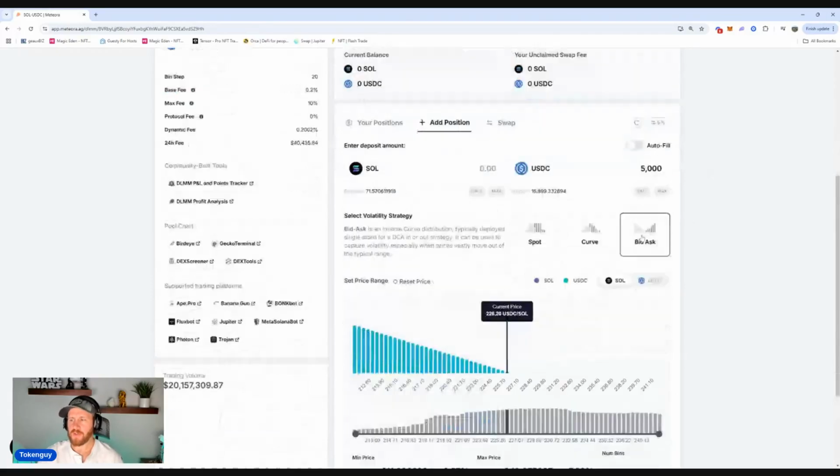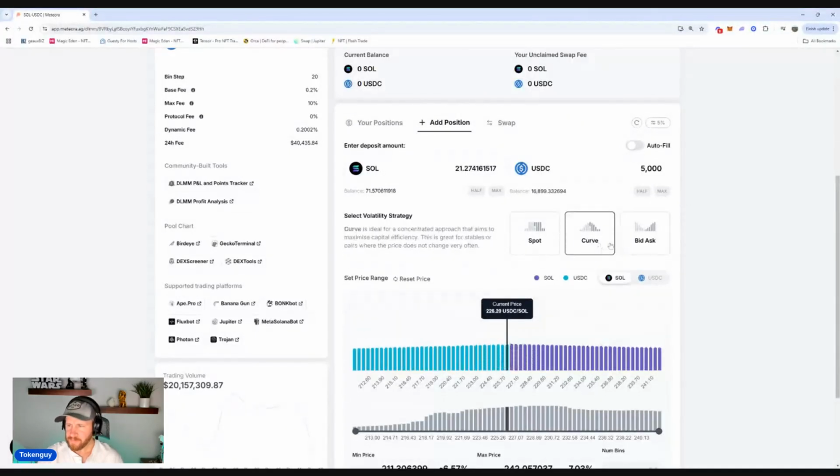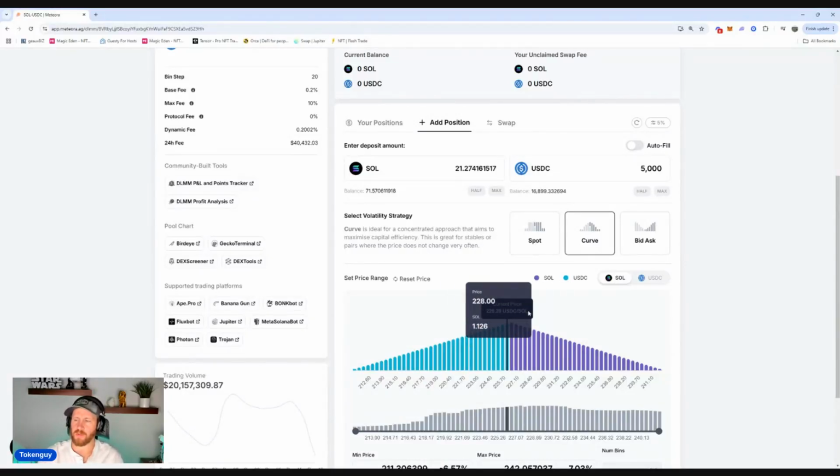So these are just some different strategies that you can look at. You could obviously also do a bid ask double-sided as well. But that's looking at the one-sided pool. Again, the curve pool is one that I use very seldom, and it's usually when I think the price of a token is going to stay really, really close.